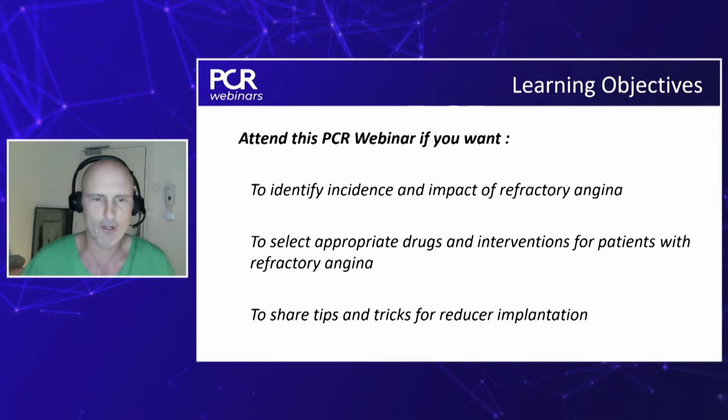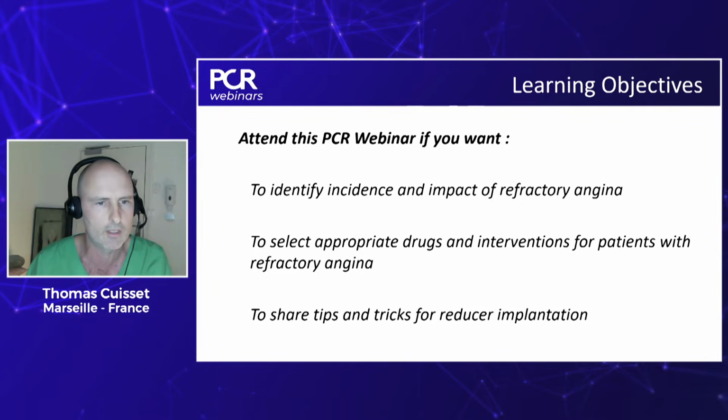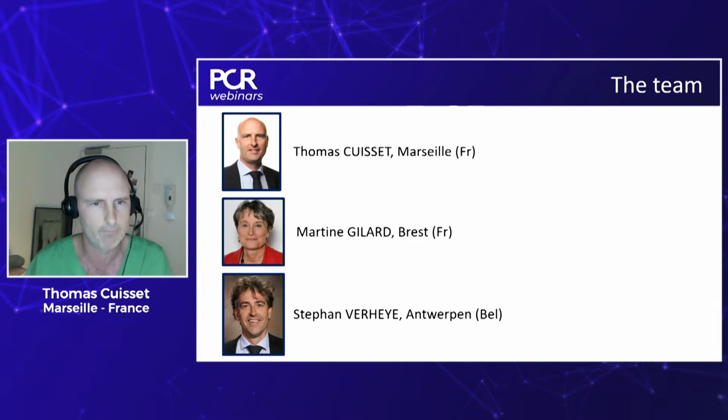So the learning objectives we'll try to achieve together during the next 60 minutes will be, first, to identify the incidence and the impact, especially on the quality of life, of refractory angina; to select the appropriate drugs and interventions for patients with refractory angina; and then to share tips and tricks for reducer implantation.